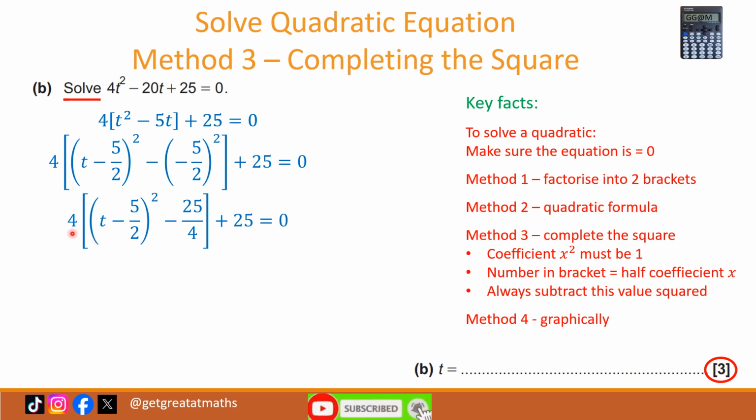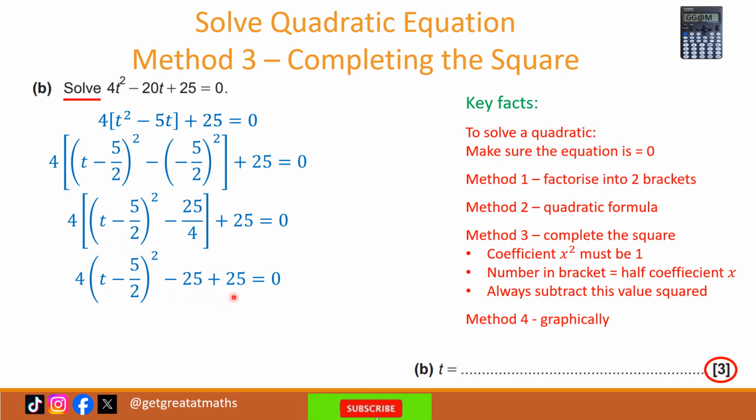From here, we're just going to multiply the first term and the second term back in by 4. So the 4 times this bracket is 4 lots of (t minus 5/2) all squared. And then times the 25/4 by the 4 just leaves me with a -25. Now these two 25s just cancel, leaving me with 0.